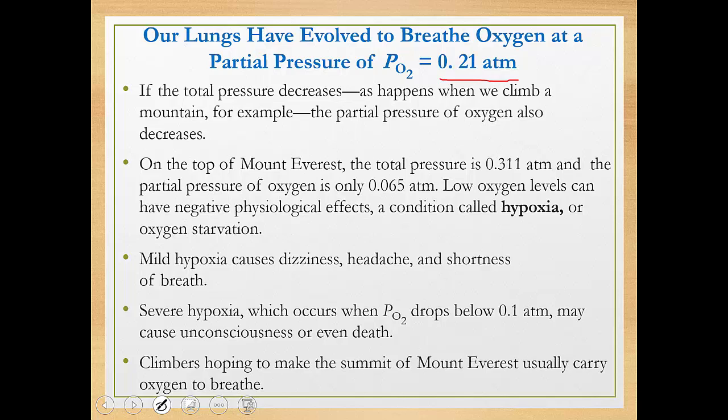But if the total pressure decreases, so if you go to a high altitude, you climb a mountain, that changes the partial pressure as well. The partial pressure of oxygen decreases as you go up. So if you look at an extreme condition like the top of Mount Everest, the total pressure is 0.311 atmospheres of all gases. And so the partial pressure of oxygen drops to only about 0.065 atmospheres. If you're used to 0.2 atmospheres, you're dropping down to a fifth of the oxygen that you're used to. And your cells don't get enough oxygen, and they start feeling the effects of that.